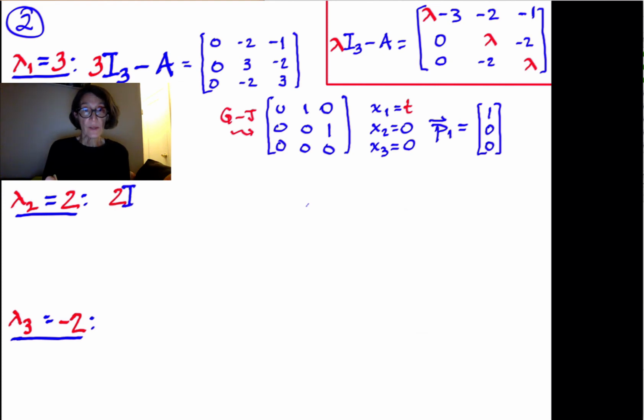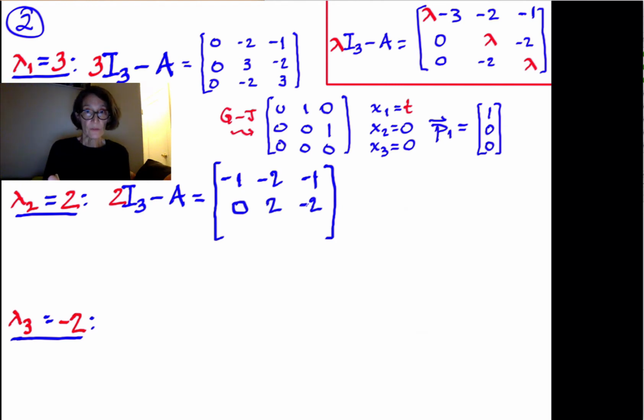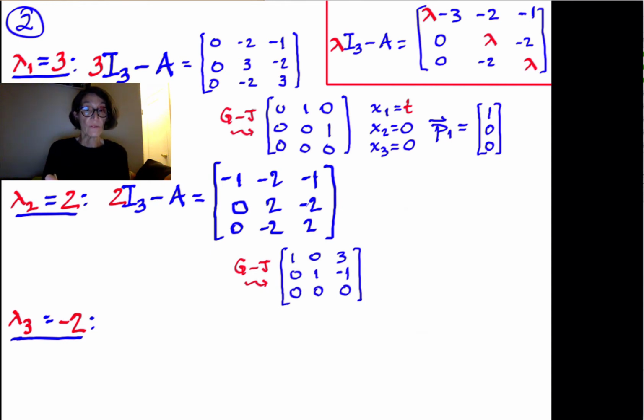All right, doing the same thing for lambda 2 equals 2. The matrix 2I3 minus A looks like this. It's 2 minus 3, which is -1, -2, -1. And then 0, 2, -2. And then the last row is 0, -2, 2. And then using Gauss-Jordan elimination or technology, the reduced row echelon form for this one is 1, 0, 3, 0, 1, -1, and then a row of zeros.